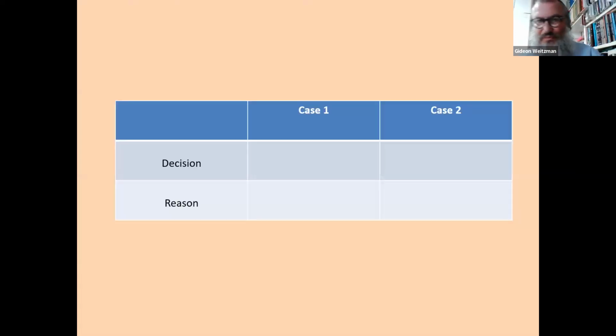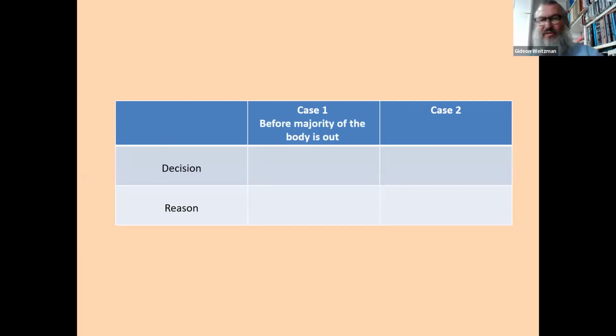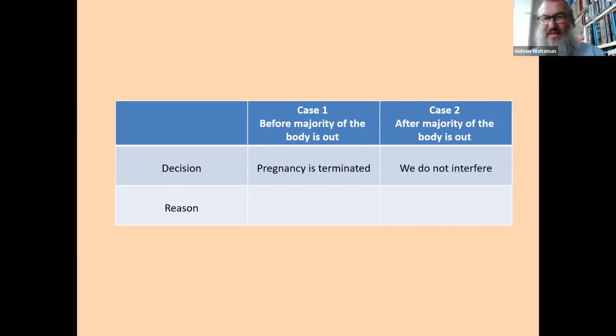That's really the discussion. And if we were to break it down, and I've done this for irreligious audiences and for medical students, I think it's a good way of presenting it. And I'll send you, of course, the slides. If we think of the two cases, we have before the majority of the body is out and after the majority of the body is out. Those are the two cases. And what's the decision? In case one, the pregnancy is terminated. And in case two, we do not interfere.